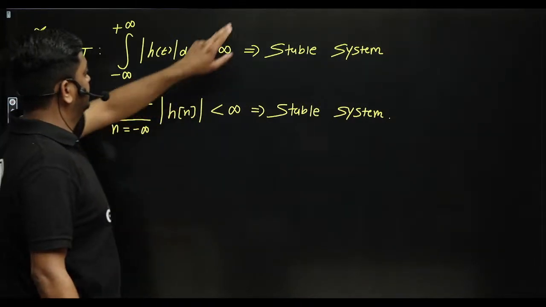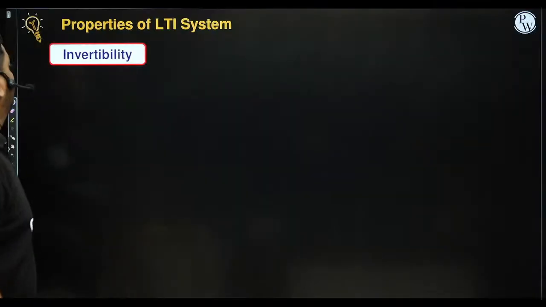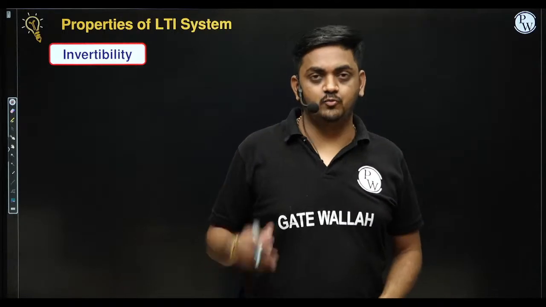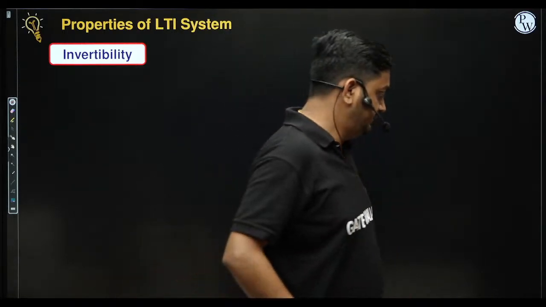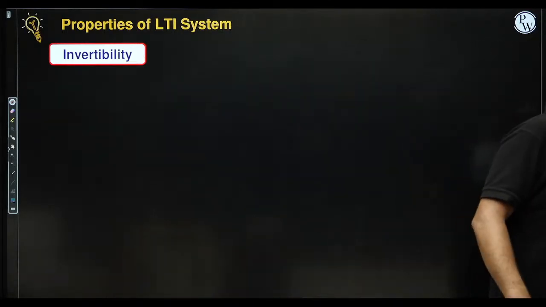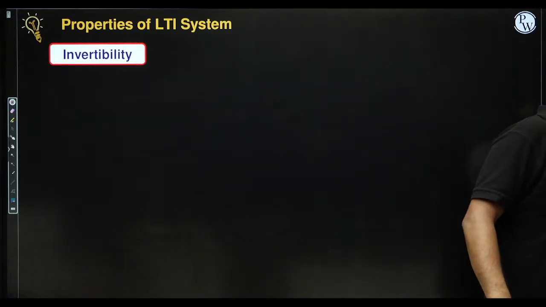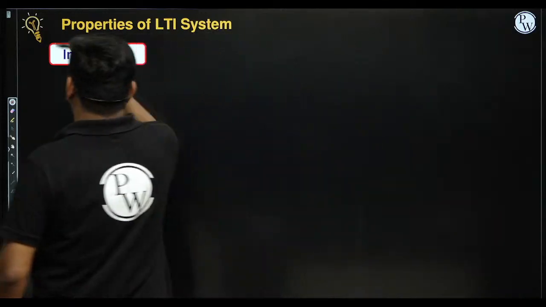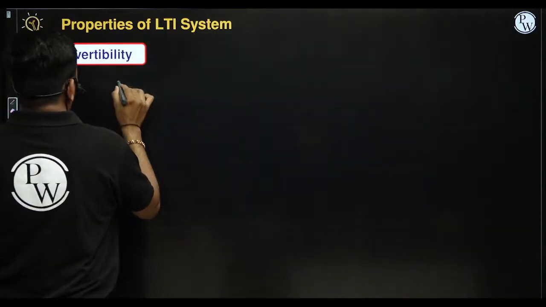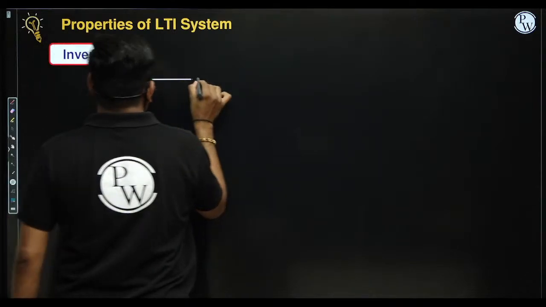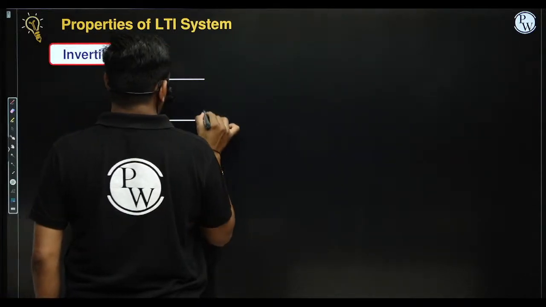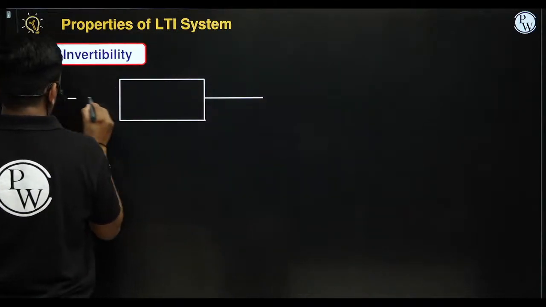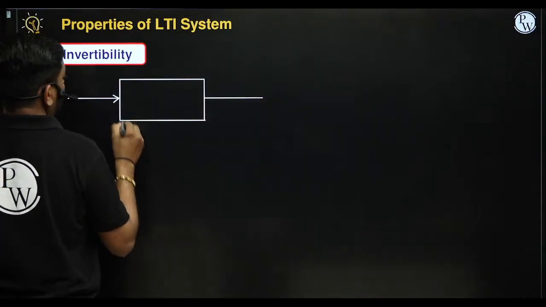Now next, guys. Next property is what? Invertibility. Under what condition is an LTI system said to be invertible, guys? So, invertible system. If a system is invertible, then its inverse system also exists, guys. Correct? If a system is invertible, then its inverse system also exists.